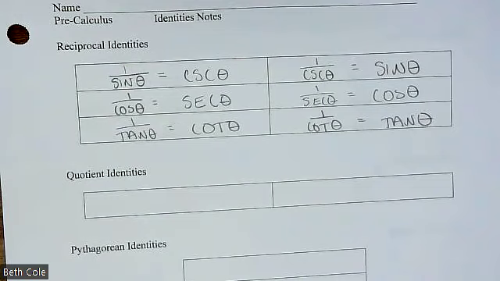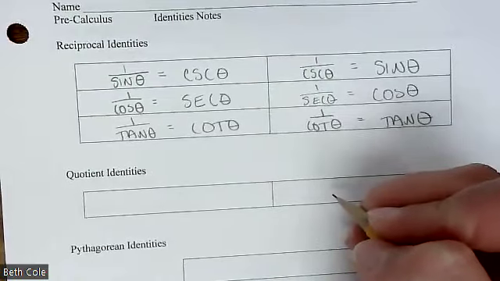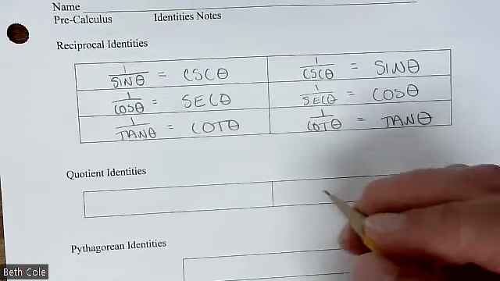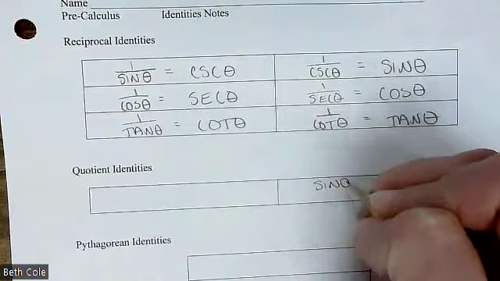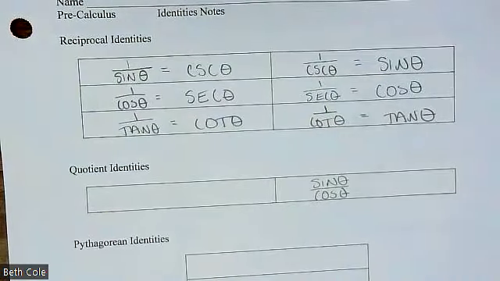Quotient identities. A quotient is a fraction. I'm actually going to start with this one. And again, I'm writing them in a specific order for a reason. I'll explain why. If you have sine over cosine, I don't always say the theta, but it needs to be there. You can't have an empty trig function. It has to be sine of something. So sine over cosine. Now that would be y over x. What do you think that is? Which trig function was y over x? Tangent.